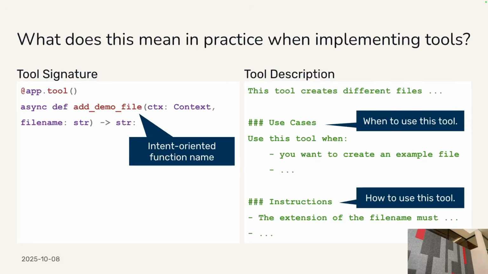Yes? Just out of curiosity, you have file name string. Would it be better to say path? So this string piece here is not actually part of the file name. This is a type annotation. Yeah, there's a path type. Would that help the LLM? No, it would not, because the actual type annotation needs to be JSON serializable, and the path is not JSON serializable.